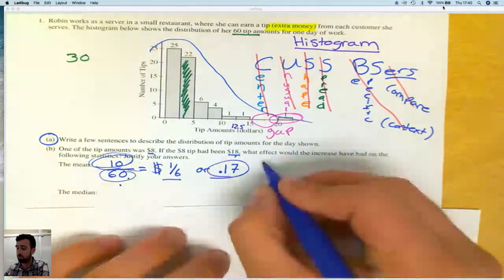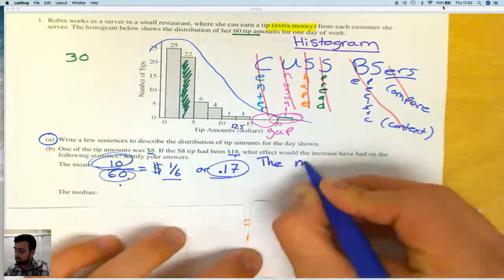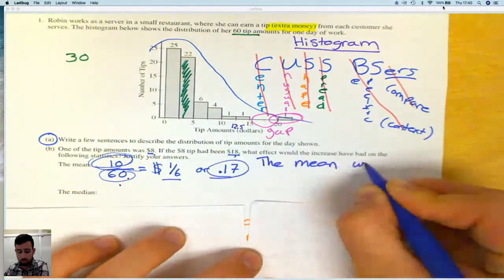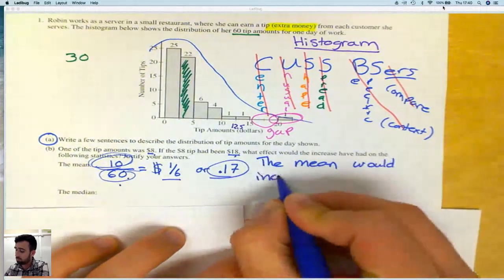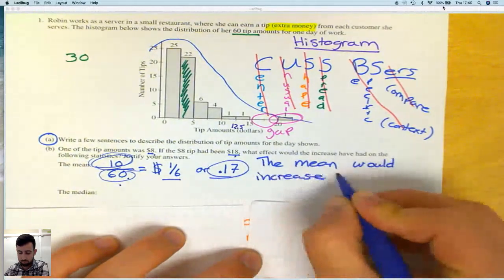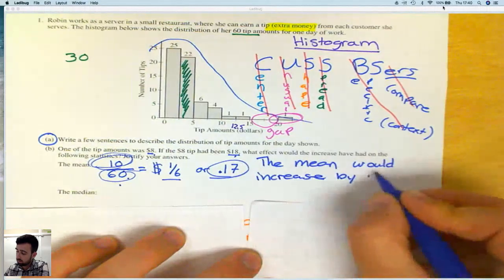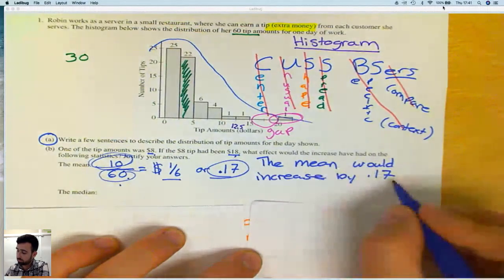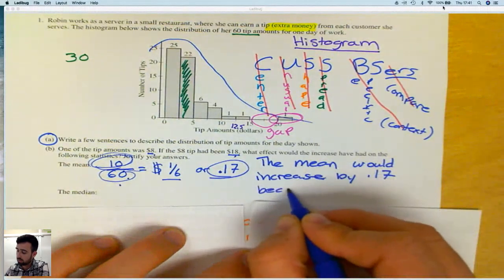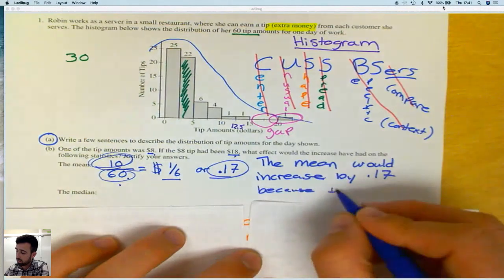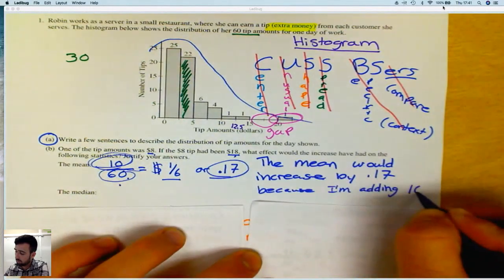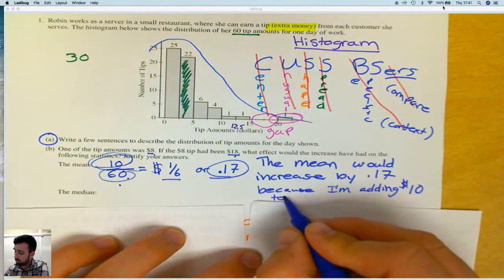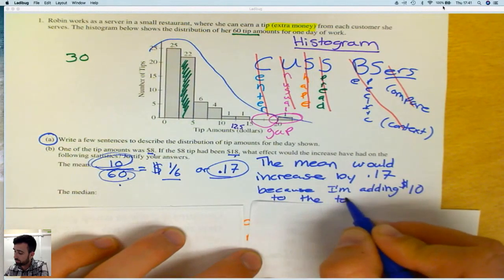So I want to write that down too. The mean would increase by 17 cents because I'm adding $10 to the total.